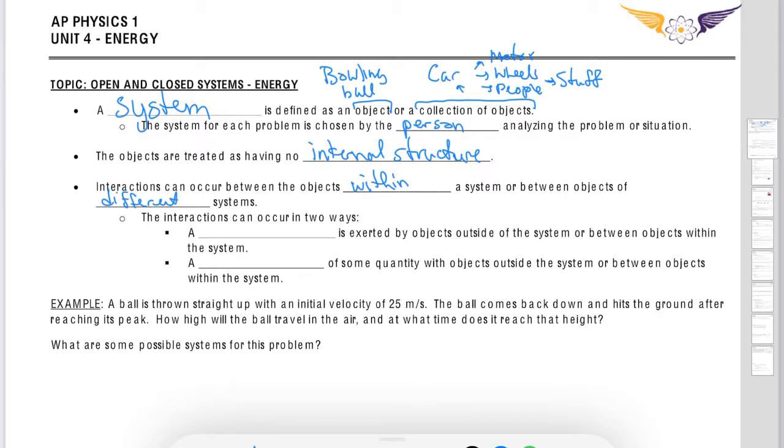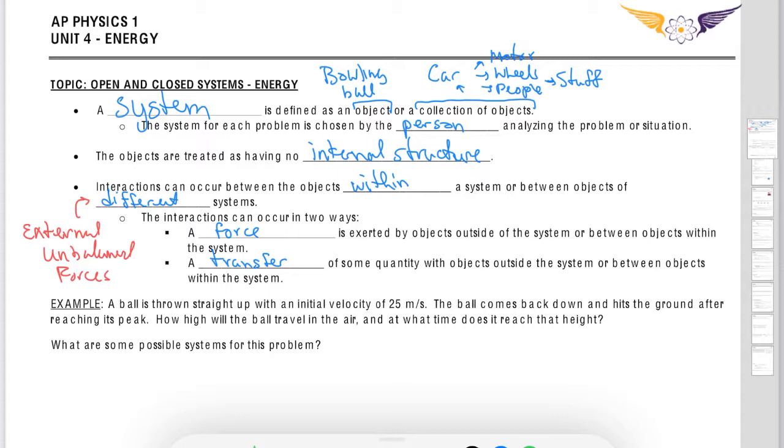Now, interactions can occur between objects within the system or of different systems. This is the idea we talk about with external unbalanced forces. It has to come from the outside, and so the systems are going to interact in different ways. The interaction is going to occur in one of two ways. The first way is a force is exerted by objects outside the system or inside the system, and the other way is that we're going to have a transfer of a quantity with objects outside the system.